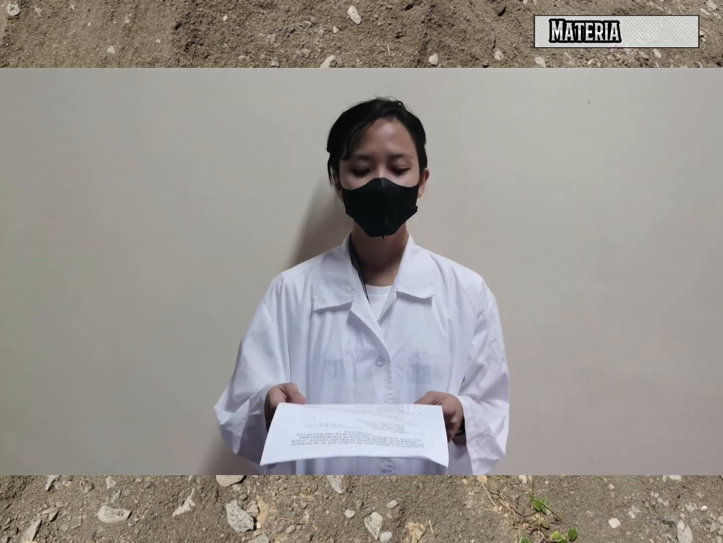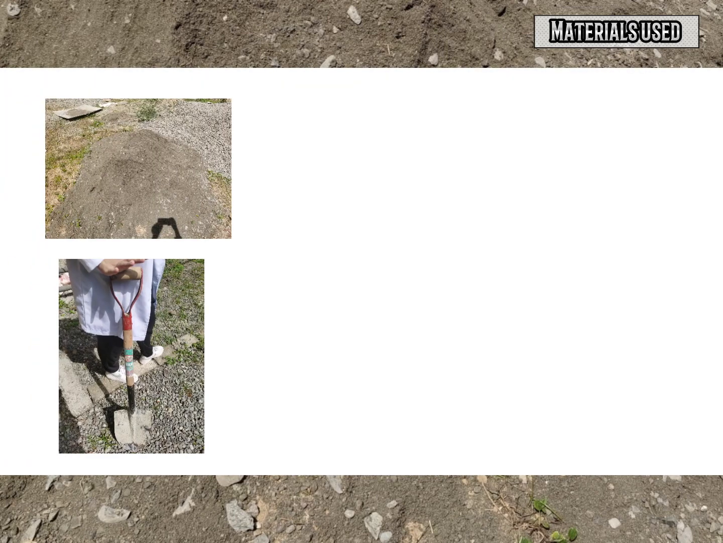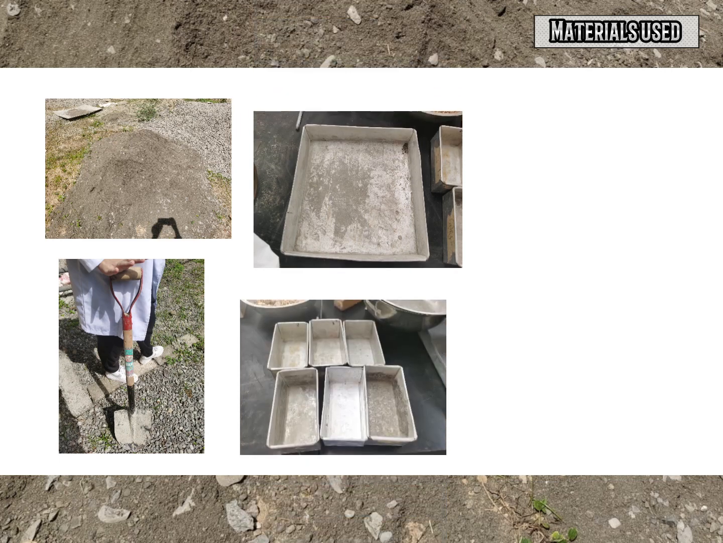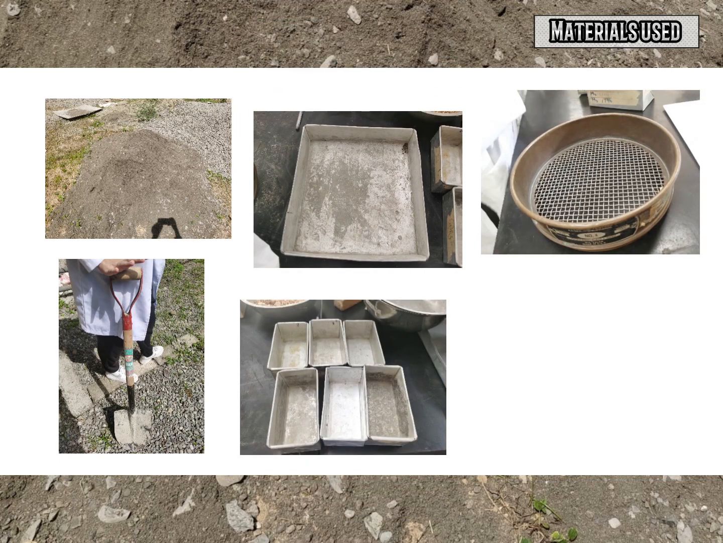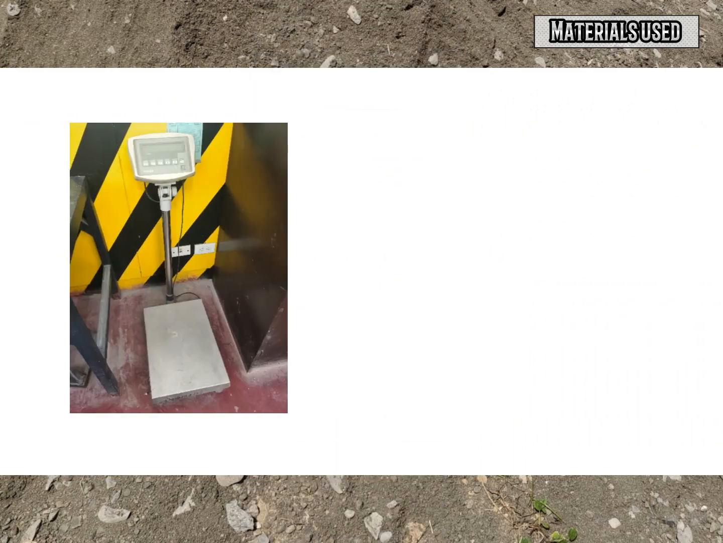The materials to be used are fine aggregates, flat edge shovel or trowel, tin can, rectangle container, sieve number 4, and mixing pan. The lab equipment to be used are weighing balance and drying oven.